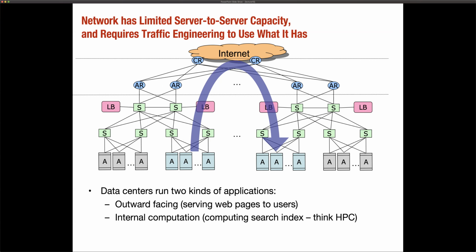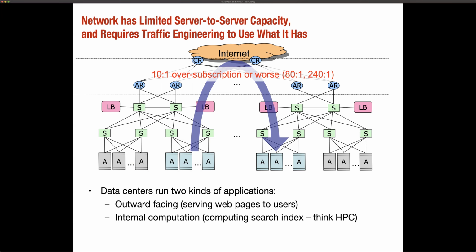As we discussed in the previous lectures as well, the data centers are running two types of applications. One are the outward facing, which are communicating with the users. The others are the internal computations, right? And those internal computations require a lot of high server to server capacity. But if the server to server capacity is limited by the network, that is forcing localization of the servers that you can use for applications, and that severely affects the agility that these data center networks can provide.